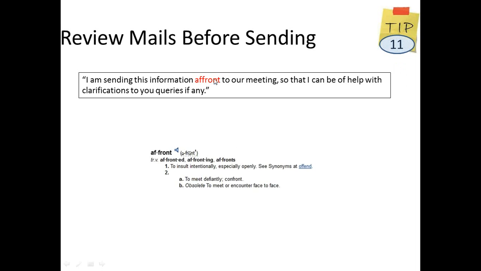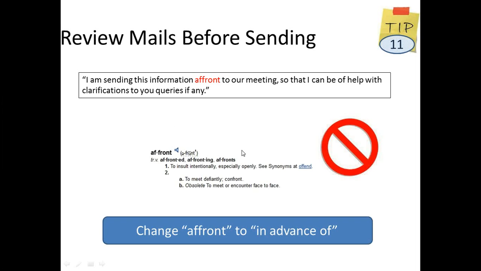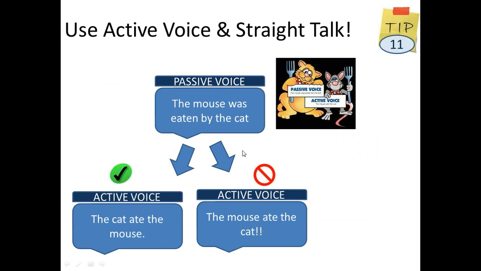Just understand, this is absolutely incorrect. You can catch it if you just do a simple review of your mail, and you don't have to be an English language master. You can get your review tools, spell check, grammar check to do this work for you. Please be careful. You can screw up relationships if you do something unintentionally like this.